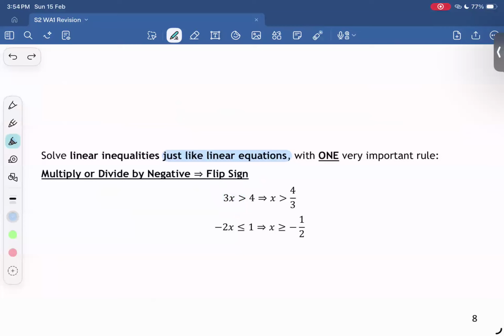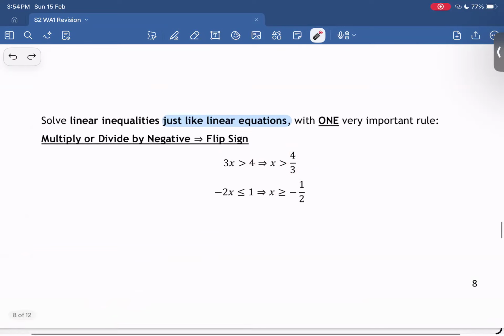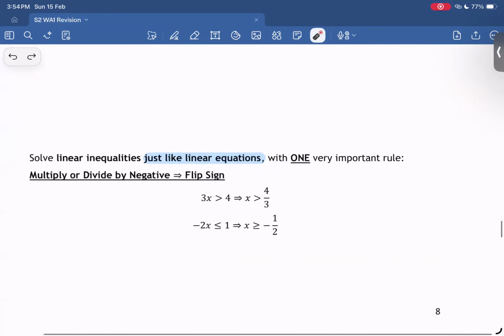All right, and then of course we can see over here, if 3x is more than 4, what I can do is I can divide by 3 to both sides, such that I will have x more than 4 over 3. Easy peasy. So that is for this one here.